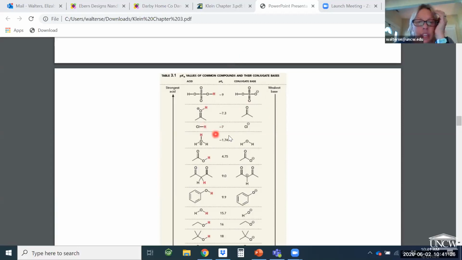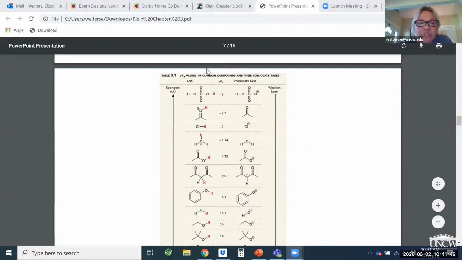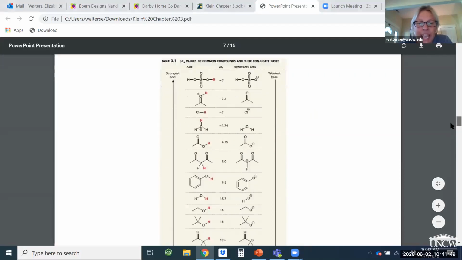Same thing is true with HCl. HCl is a very strong acid. Chloride is a very weak base. So the ones that I asked you to look at or memorize are knowing that the 7 strong acids have negative pKa's.